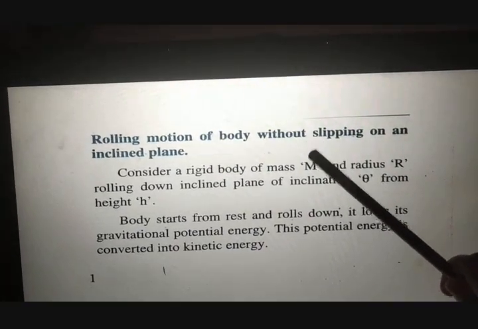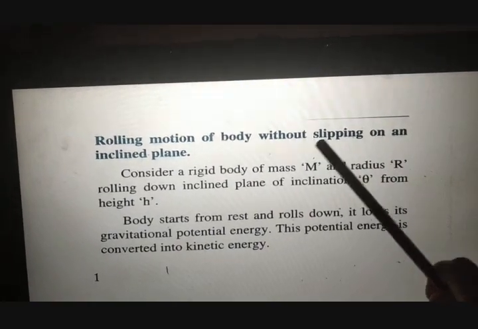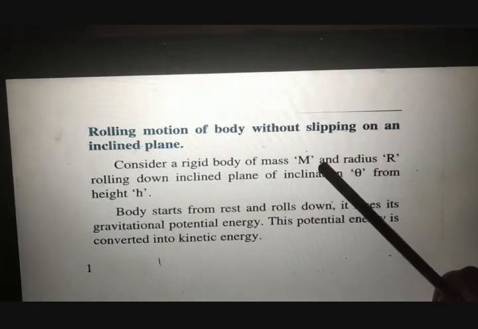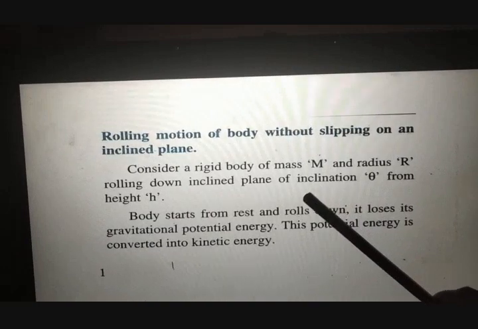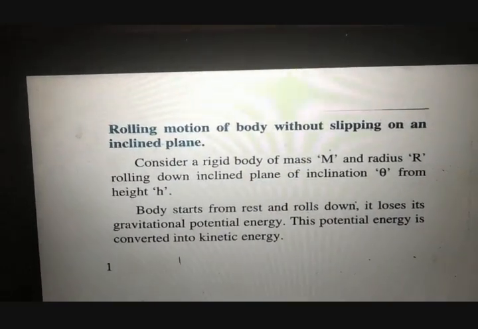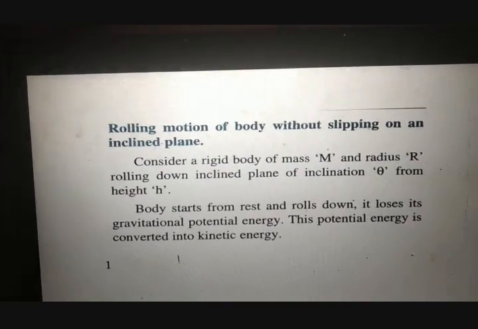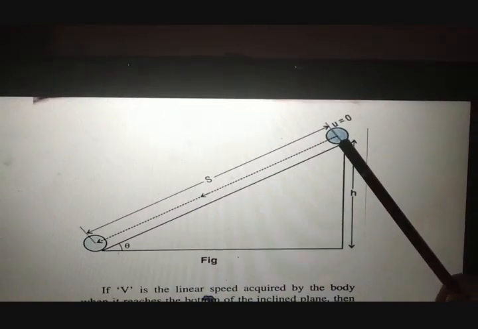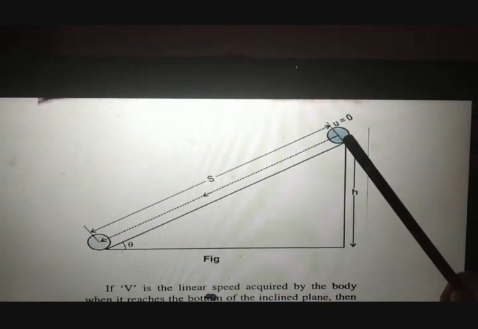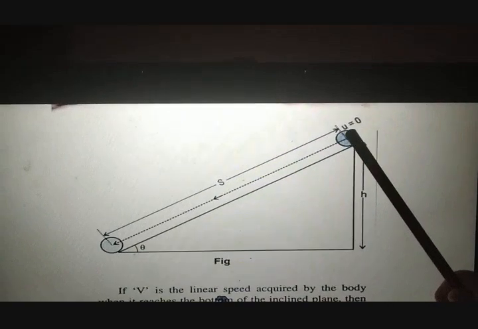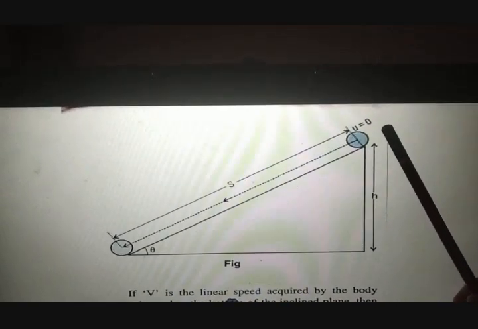So here the body will be in a rolling motion without slipping. So what you have to do: consider a rigid body of mass m, radius r, rolling on an inclined plane with angle of inclination theta. Now when this body is over here, at first it is at rest, so the initial velocity u is equal to 0.